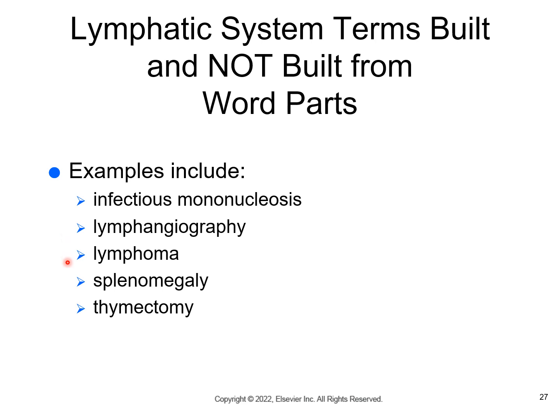Lymphoma is another blood cancer. Splenomegaly is increased size of the spleen. And a thymectomy is a removal of the thymus gland.